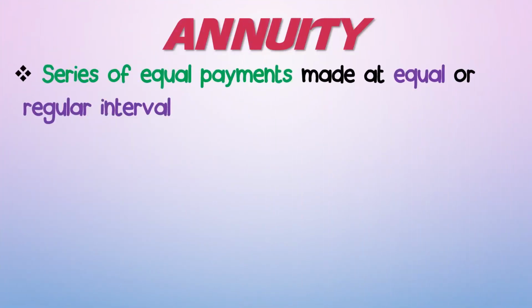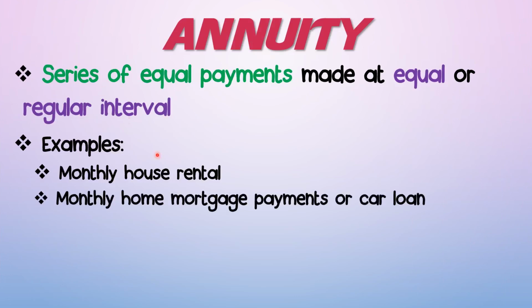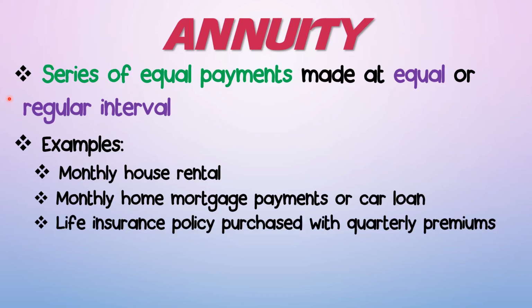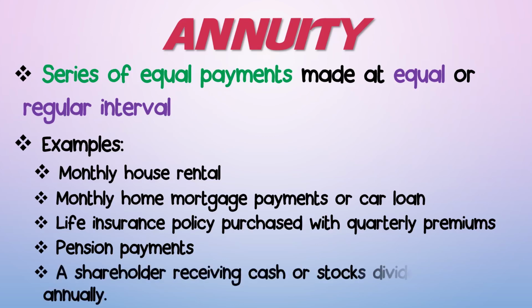Okay, let us define formally annuity. Annuity is a series of equal payments made at equal or regular intervals. Examples, monthly house rental, and then you have monthly home mortgage payment or car loan, so the regular interval is monthly, and then life insurance policy with quarterly premiums, so the time interval is quarterly, and pension payments, it could be monthly or yearly, and a shareholder receiving cash or stock dividends annually. Annually is the time interval.